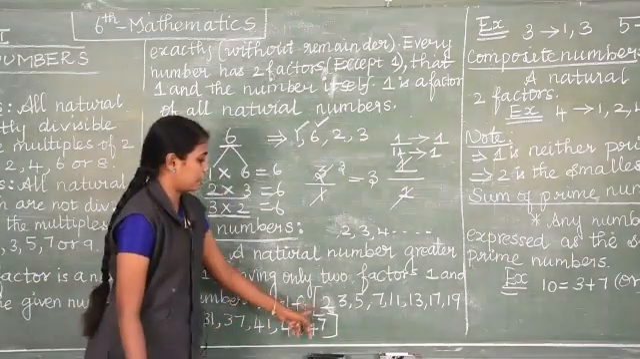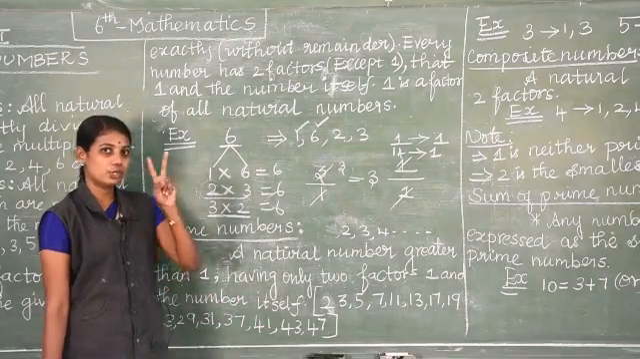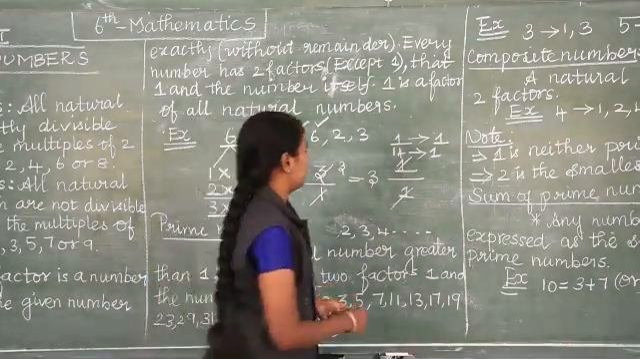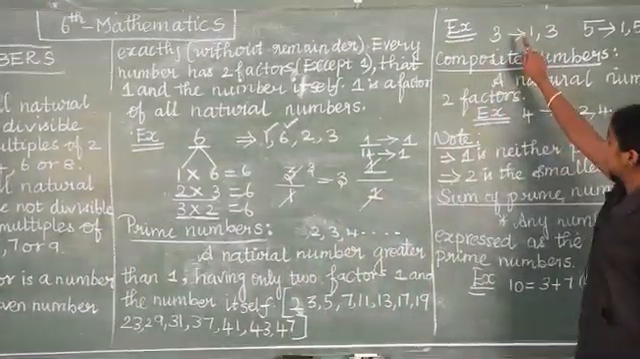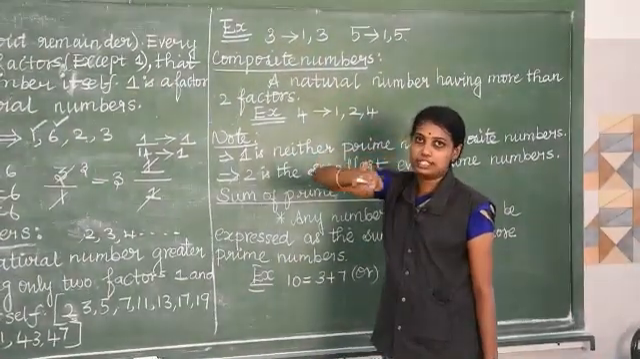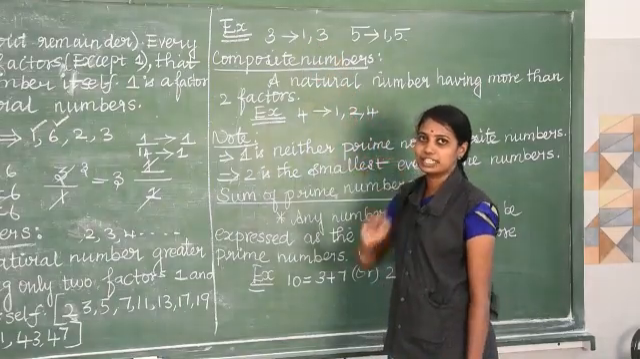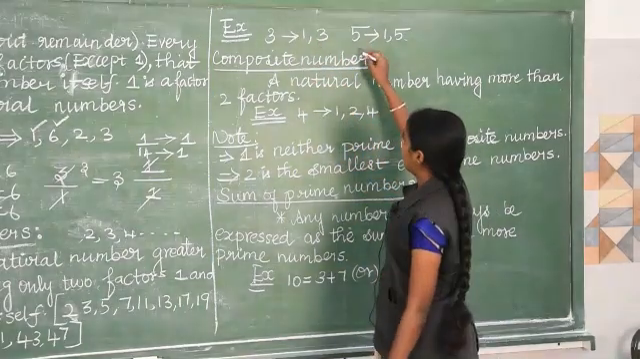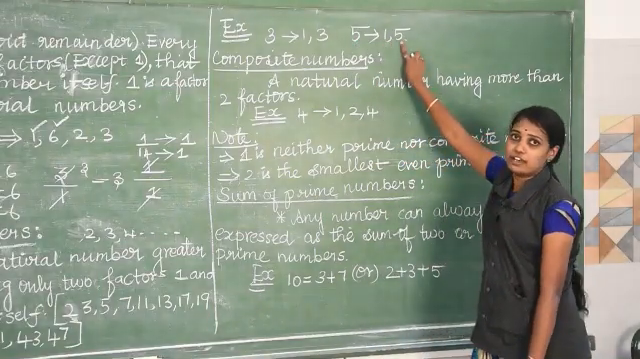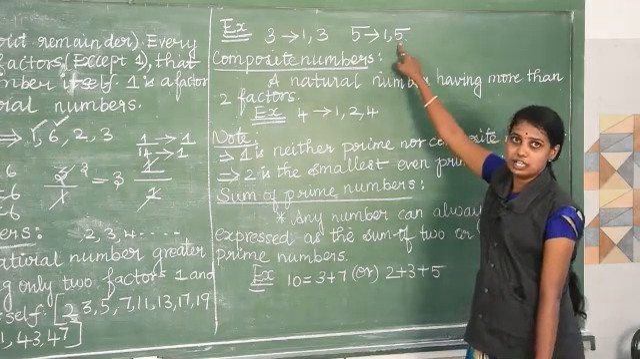You can ask me why 1 is not a prime number. It is because 1 has only one factor. When a number has exactly two factors, you can say that it is a prime number. For example, I have taken 3 here. 3 will come in the one table and 3 table, so it has only two factors, and you can say that it is a prime number. Then 5 will come in the one table and 5 table, so we have two factors, and this is a prime number.